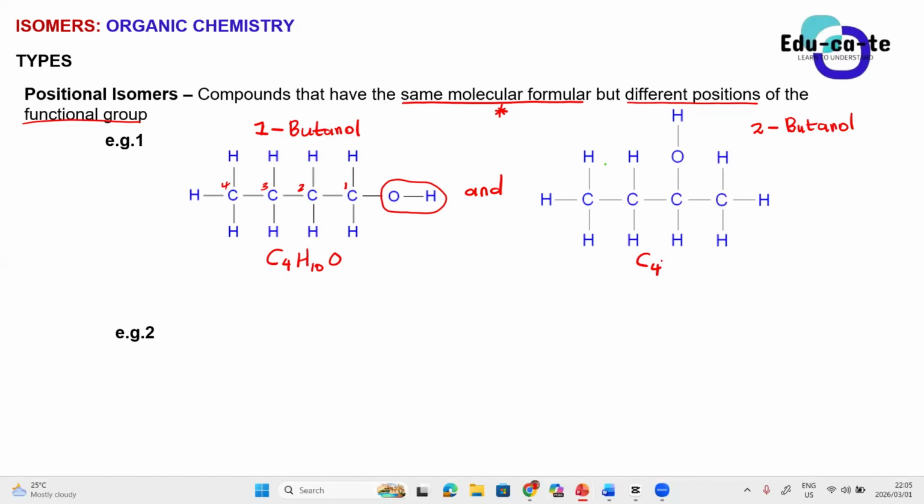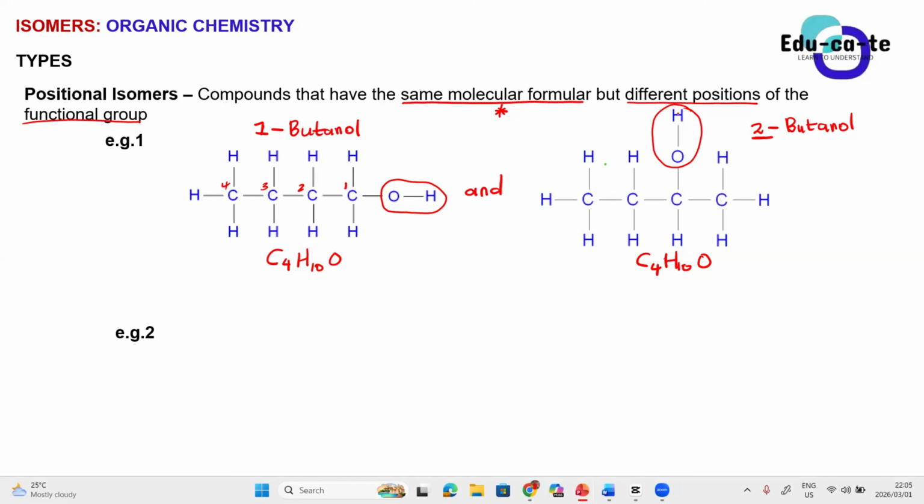So this is 2-butanol. You realize that the number of carbons, hydrogens, and oxygens found in 1-butanol is equal to the number found in 2-butanol. So they have the same molecular formula. But when it comes to the position of the functional group, it is different. When we look at 2-butanol, this 2 indicates that the OH group, the hydroxyl group, which is the functional group for alcohols, is found on carbon number 2.